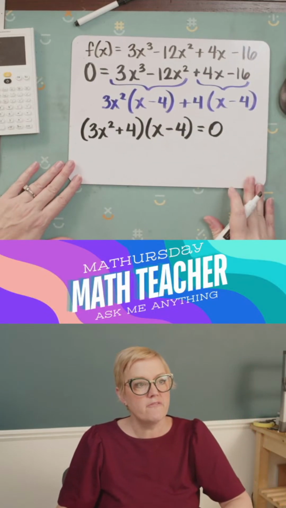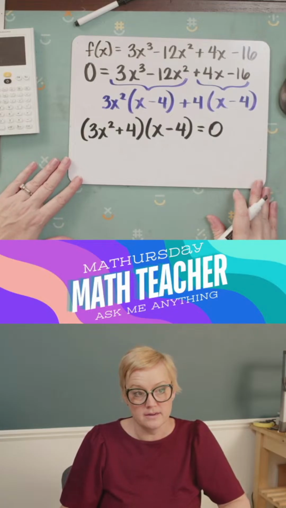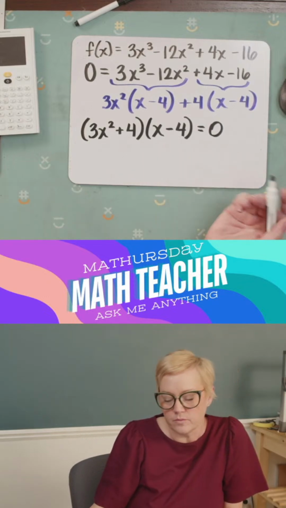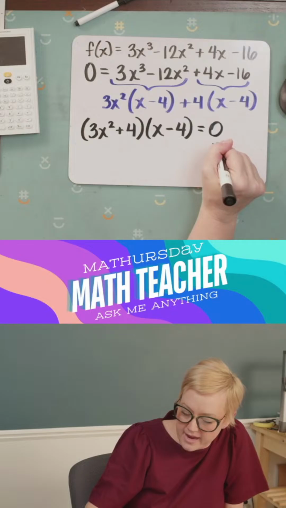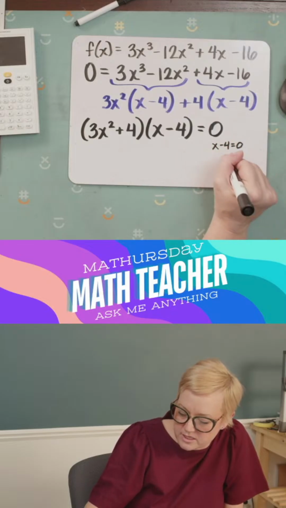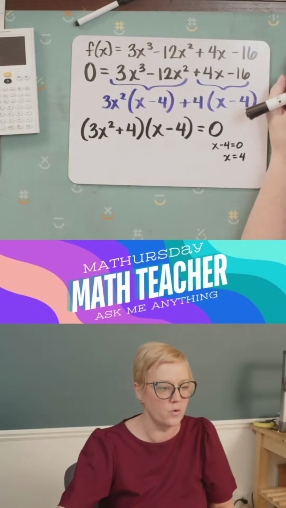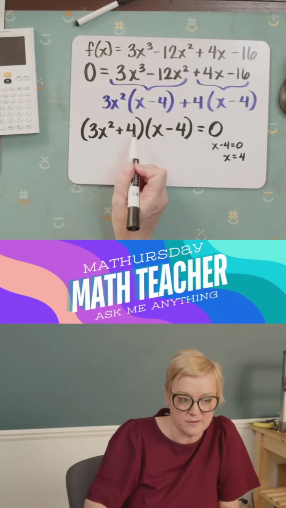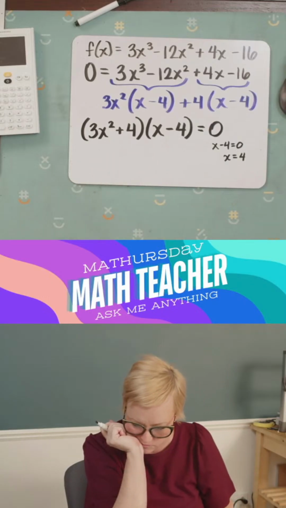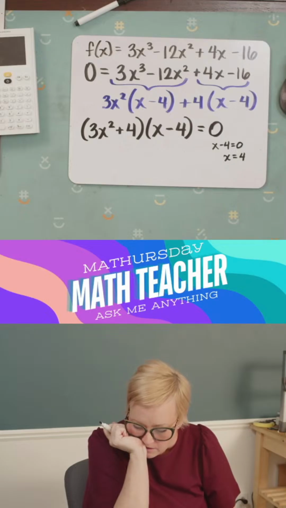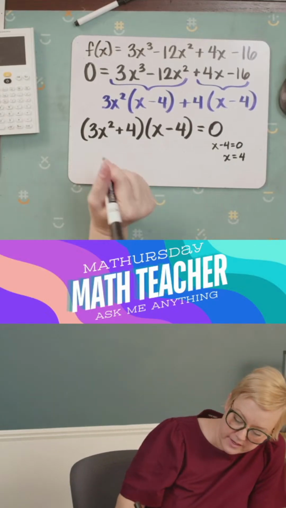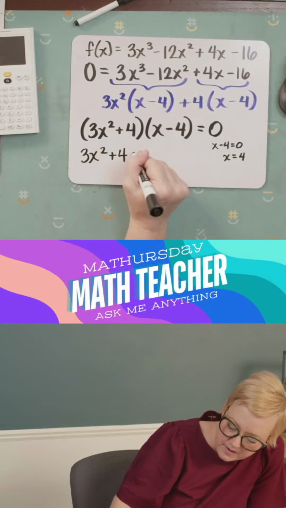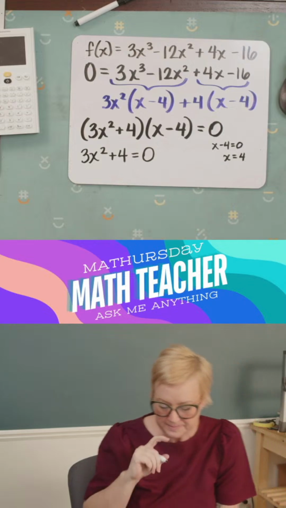Okay. So now I've got 3x squared plus 4 equals 0, and I've got x minus 4 equals 0. So I know that x minus 4 equals 0. That's one of my solutions. So one of my roots is positive 4. Beautiful, right? Okay, now 3x squared plus 4. Oh, this is going to actually be really gross. All right, well, let's get into it. So we have 3x squared plus 4 equals 0.